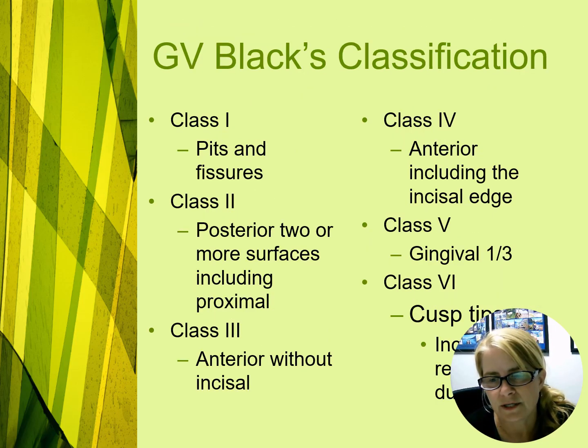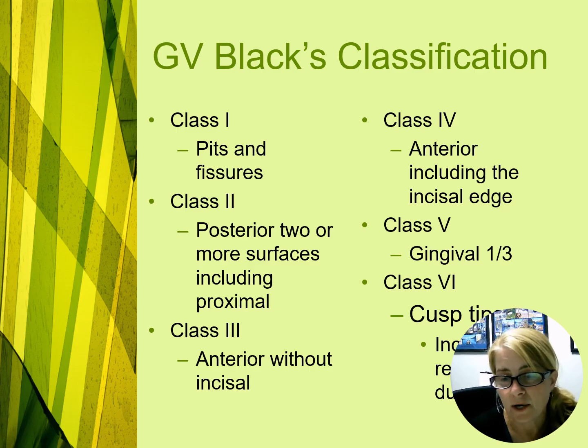So you've got to know, and this is a reminder for the GB Black's classifications, Class 1 being pits and fissures, Class 2 being posterior 2 or more surfaces, including a proximal surface, so a DO, MO, MOD. Class 3 is an anterior that's not including the incisal edge, so MF, DF, DL, ML. Class 4 is an anterior including the incisal edge, so MFI, something like that. Class 5 is the gingival third. It's usually on the buccal, but it can be on the lingual. And then Class 6 is that weird cusp tip. So that's Class 6, and you need to know those.